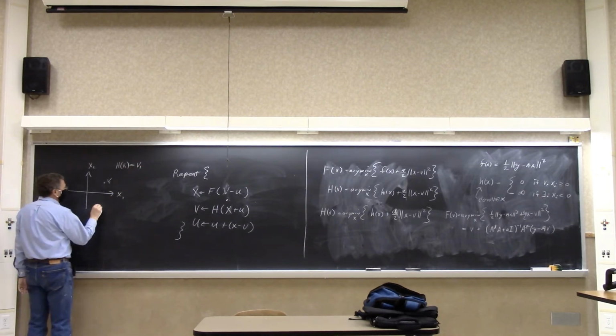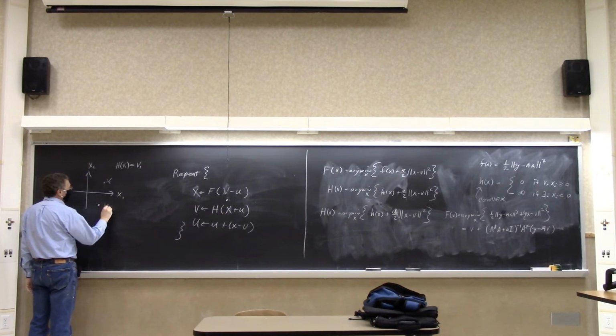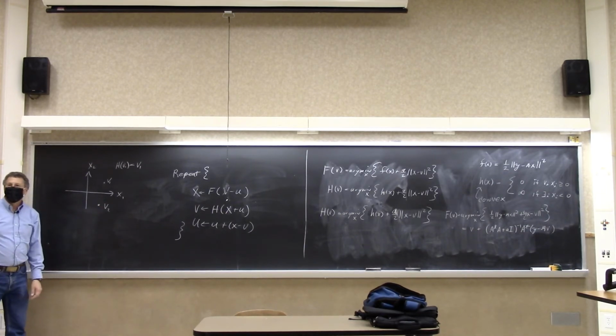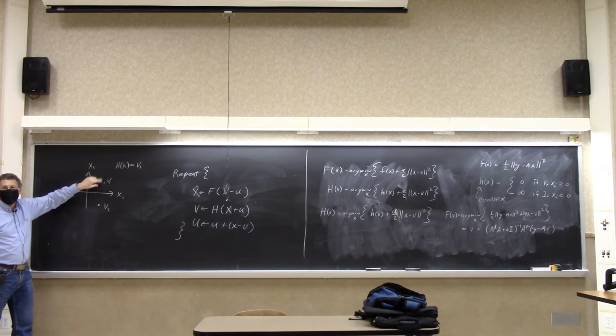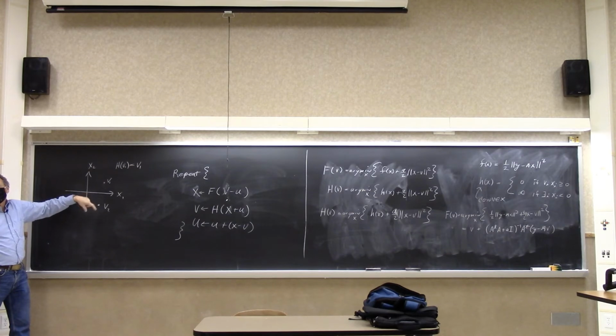Now, what if I have V2 here? Then it's asking me, what's the minimum difference? What's the point in the feasible set? This is called the feasible set. That has the minimum distance to V2. What's the answer?